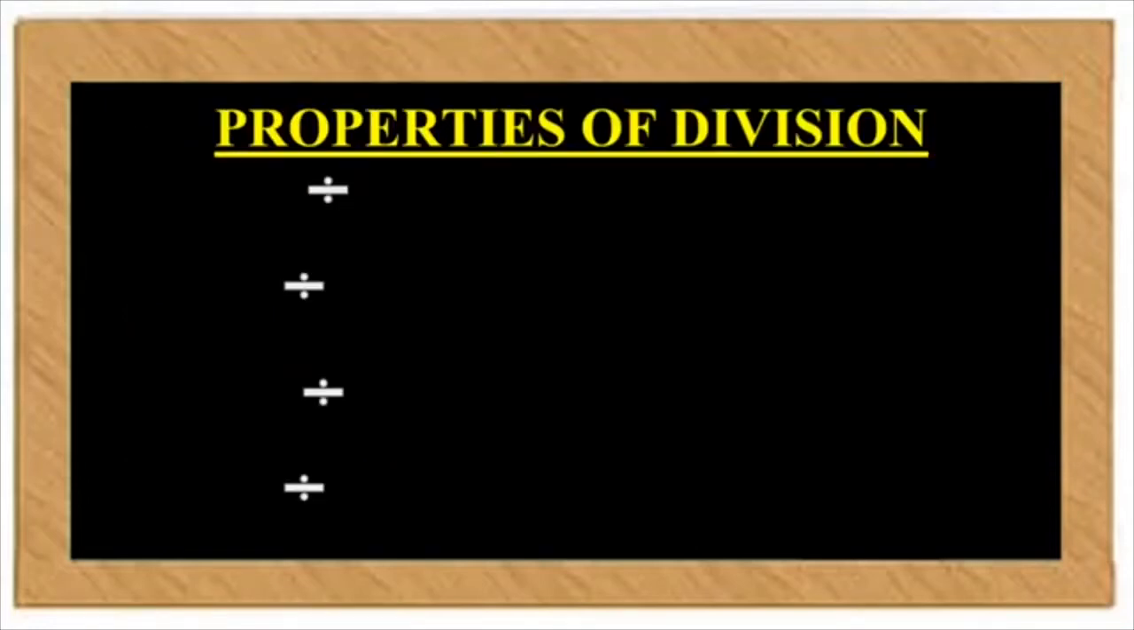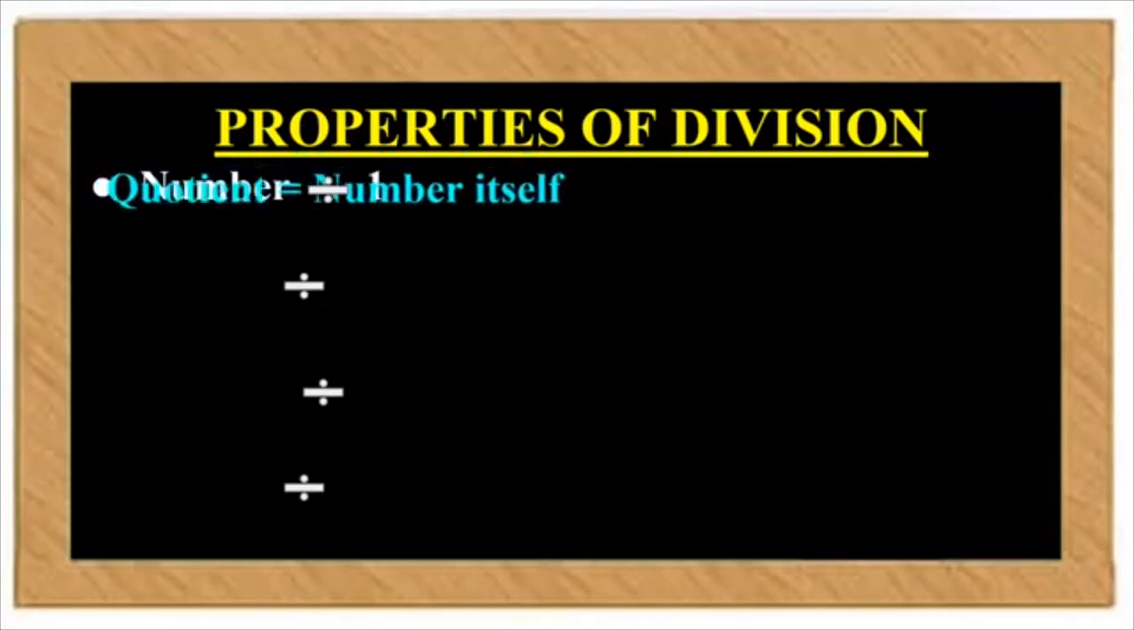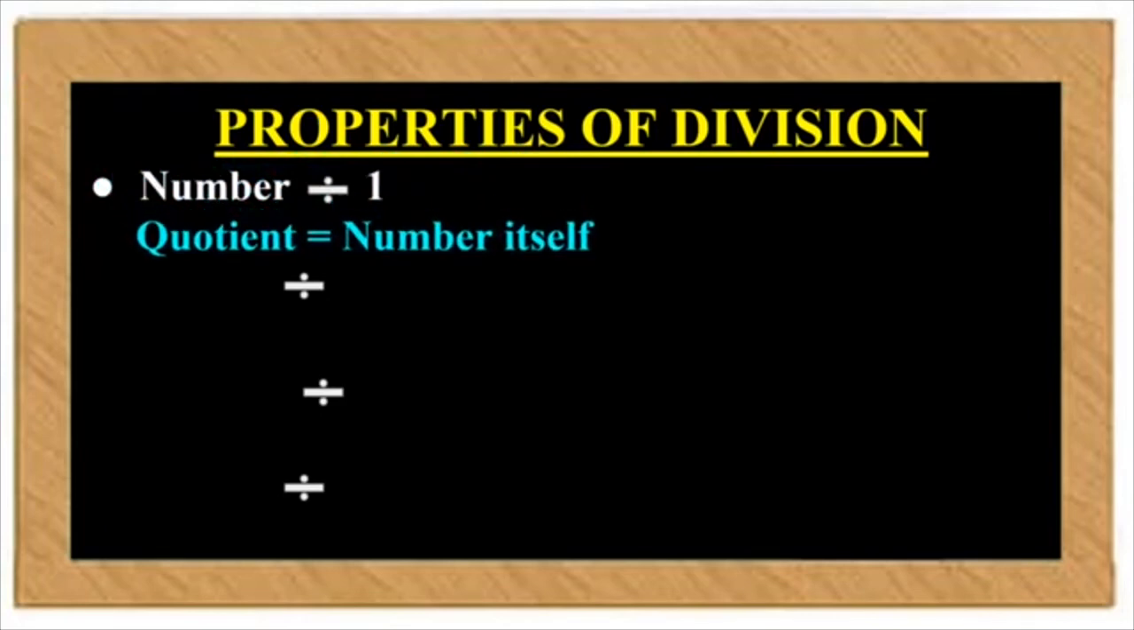After revising the terms and representation of division, let us now understand the 4 important properties of division. The first property says, if we divide a number by 1, then we obtain the number itself. For example, 574 when divided by 1 will give you the answer as 574.